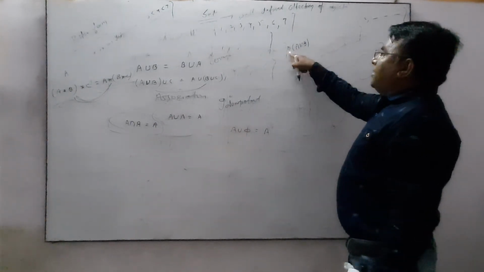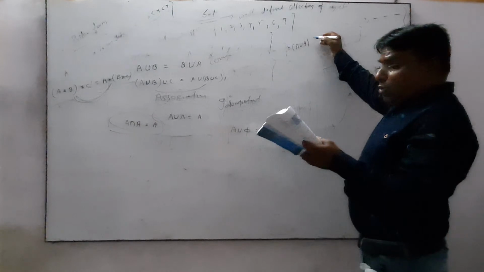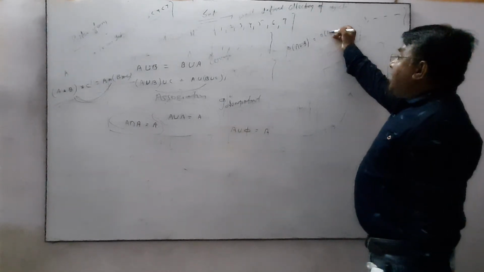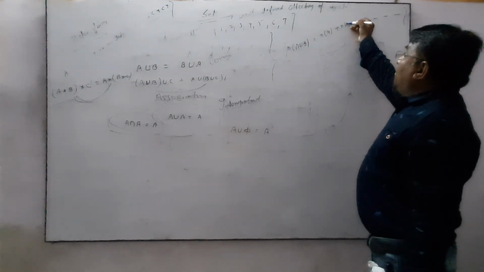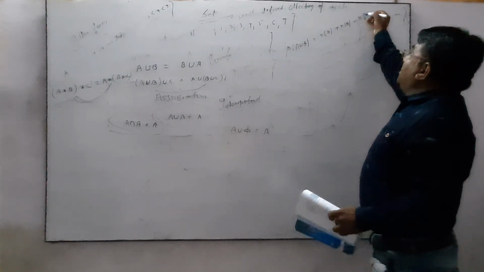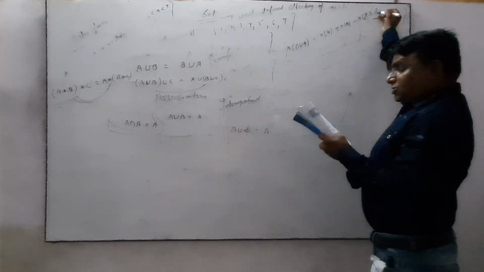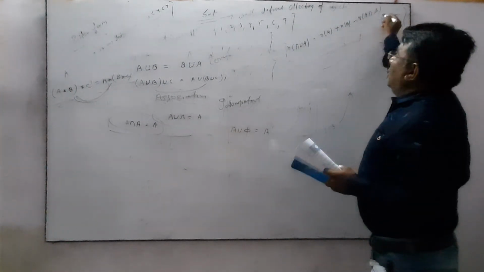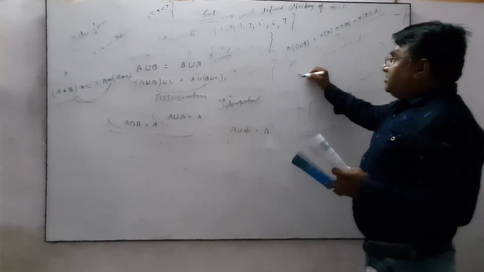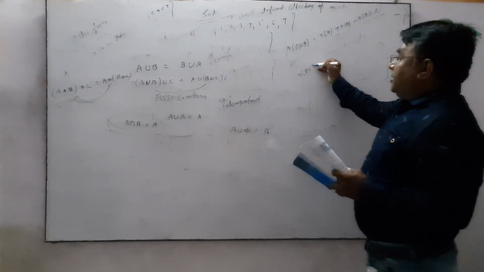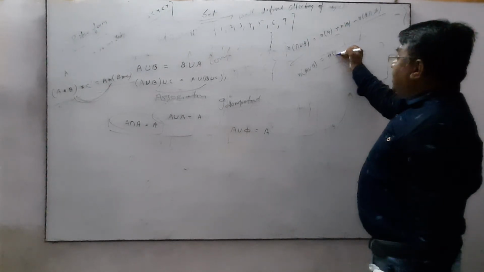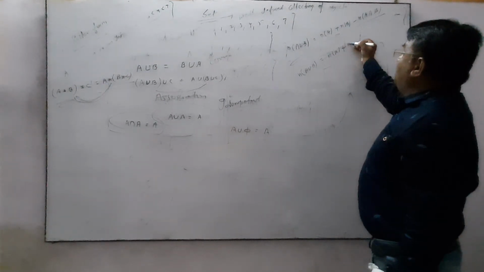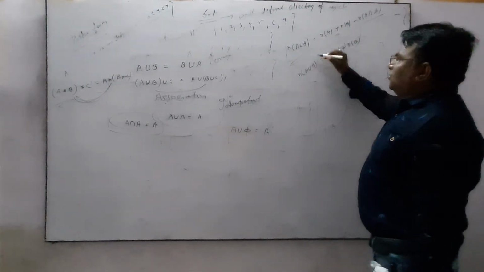You know student, the number of A union B is equal to the number of A plus the number of B minus the number of A intersection B. This is the first formula. And now the second formula: the number of A union B equals the number of A plus the number of B. What is the difference in these two formulas?